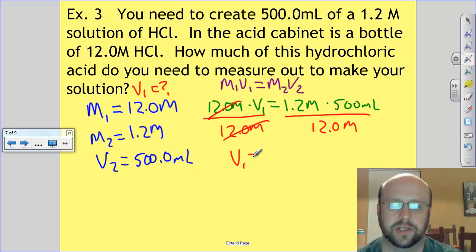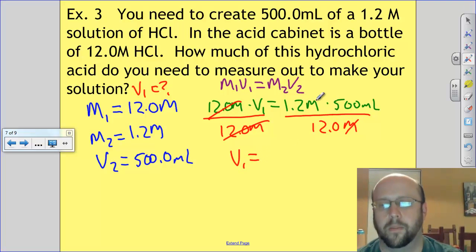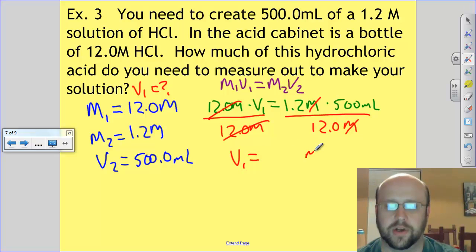Okay, so V1 is now by itself. Molar cancels, and so my units are in milliliters. And then when I actually plug in the calculation, I'm going to get 50 milliliters.